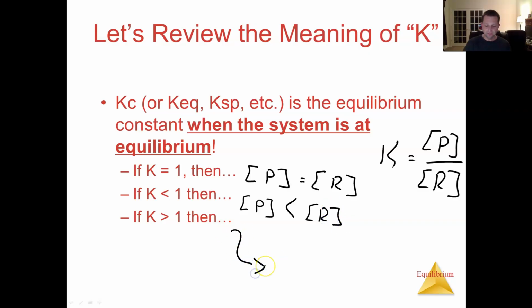And if K is greater than 1, your numerator up here is larger than your denominator. Your products are greater than your reactants. So the concentration of products is greater than the concentration of reactants if K is greater than 1. It's really important to remember this. It's something we talked about a lot when I introduced this.